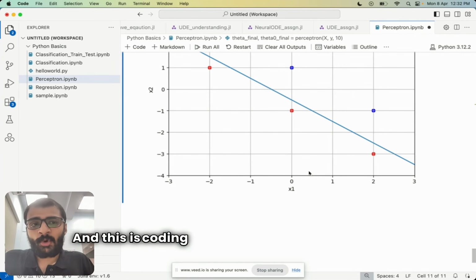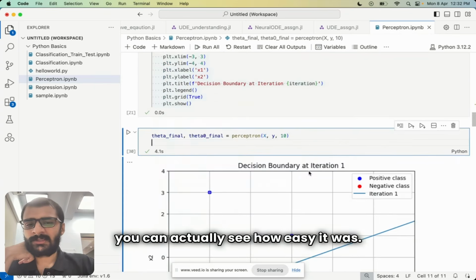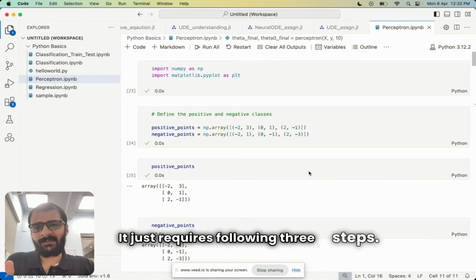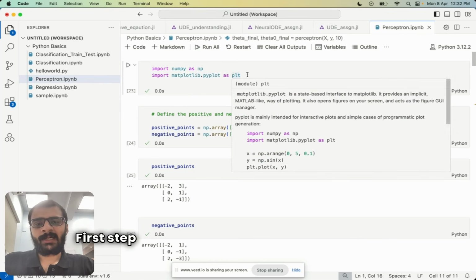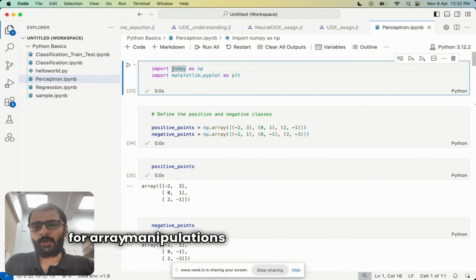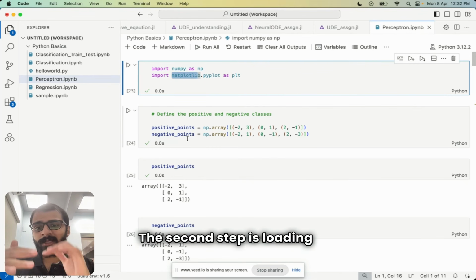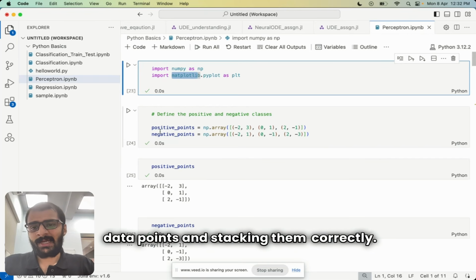And this is coding the perceptron algorithm in Python. You can actually see how easy it was. It just requires the following 3 steps. First step is loading the correct packages, NumPy for array manipulations and matplotlib for plotting. The second step is loading the data points and stacking them correctly.